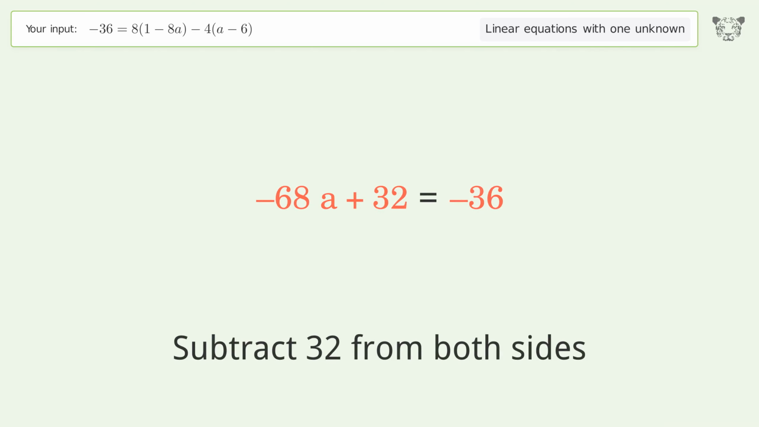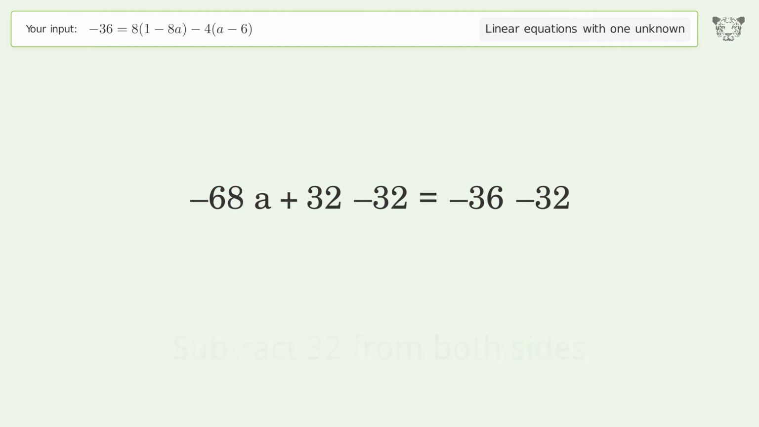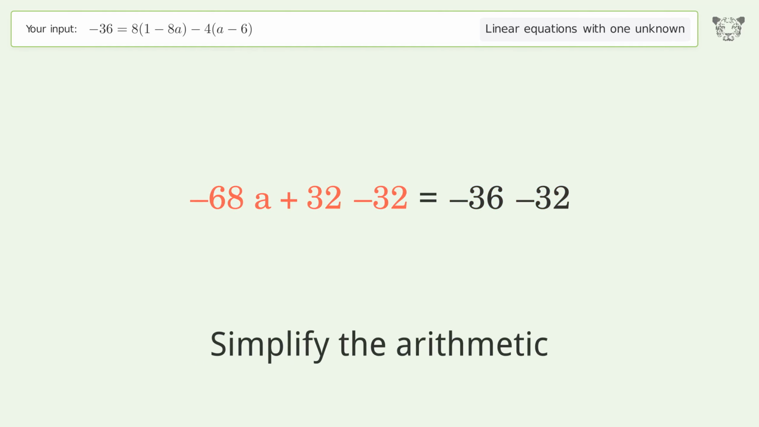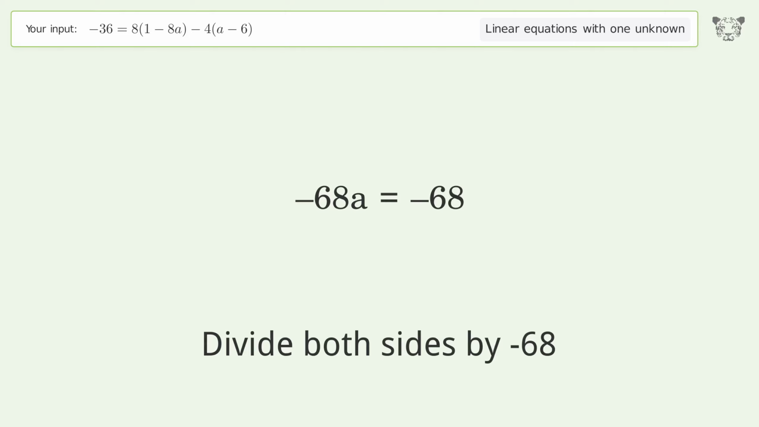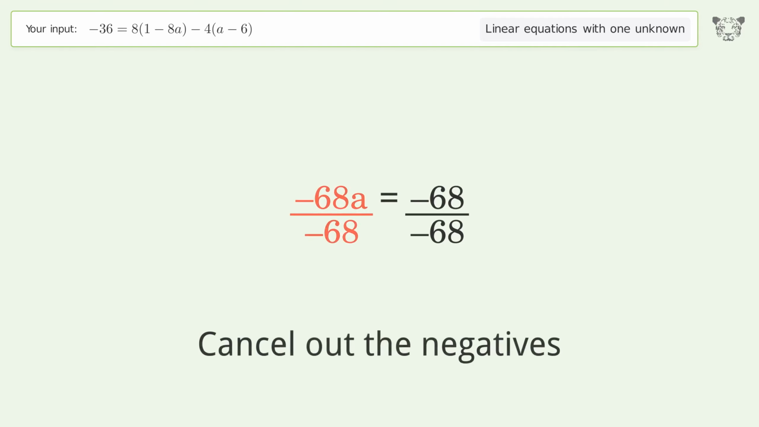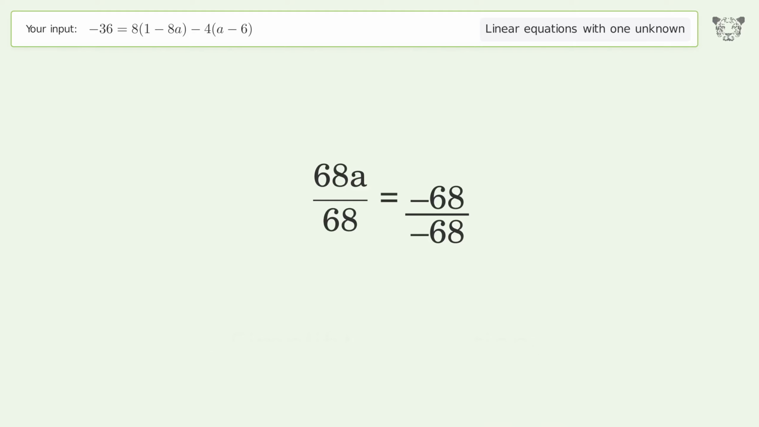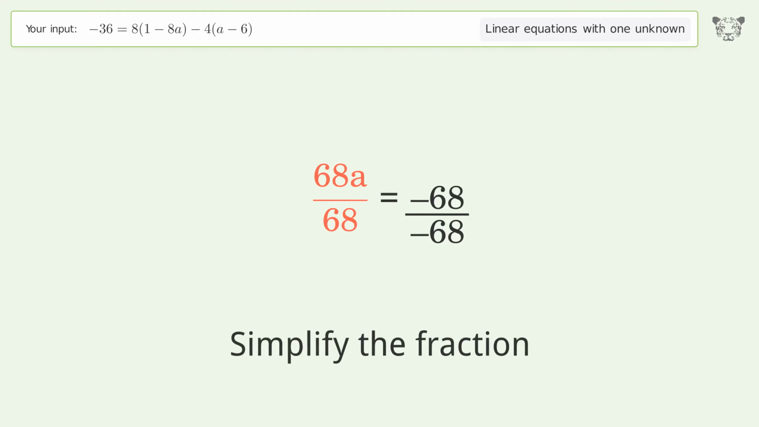Subtract 32 from both sides. Simplify the arithmetic. Isolate the a. Divide both sides by -68. Cancel out the negatives. Simplify the fraction.